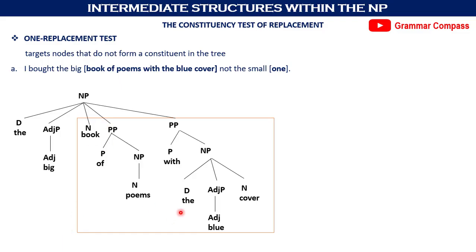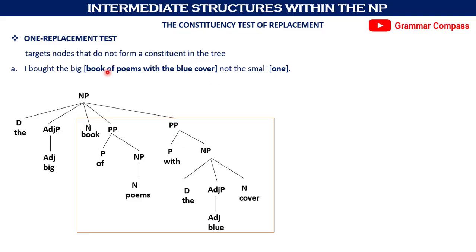So book of poems with the blue cover can be replaced with one. It means it is an intermediate constituent. But the phrase structure rule does not account for this intermediate constituent. We have generated just a flat structure where the noun head is modified by prepositions and an adjective phrase placed on the same level. This is why we are saying that the phrase structure fails to account for intermediate constituent. If book of poems with the blue cover forms a constituent, then where is that constituent? We didn't account for it. This is where the phrase structure rules fail.